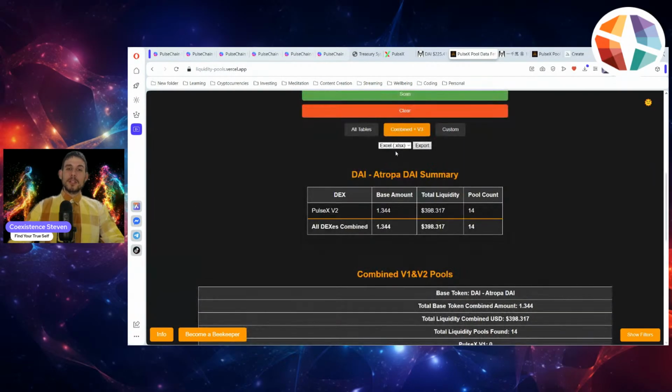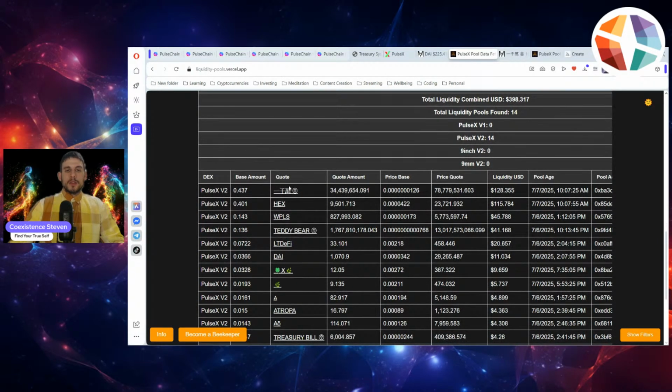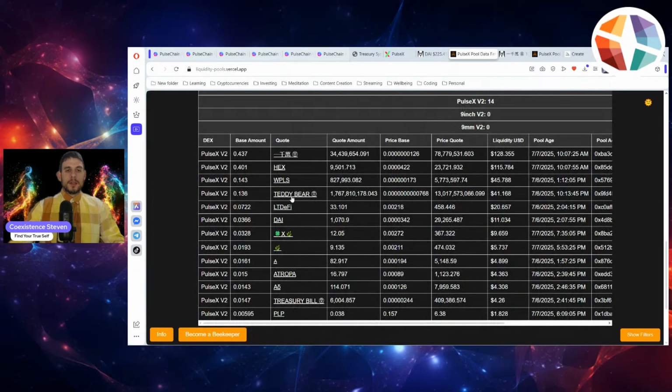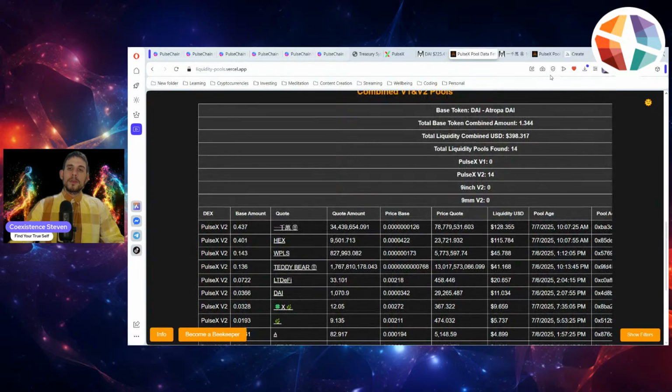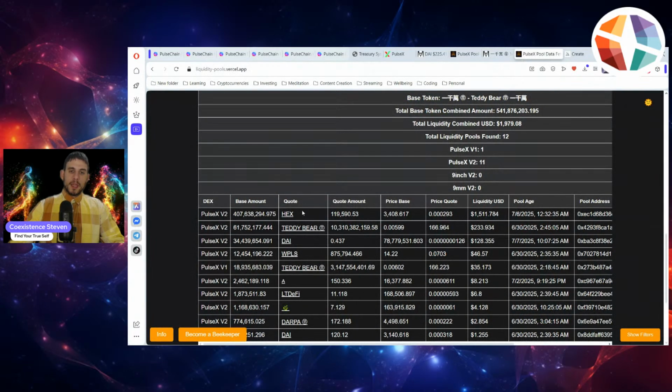But anyway, so this is the Atropa DAI. Small amounts of liquidity, $398. You can see it's got that one there. He's got Hex, Teddy Bear. So they are kind of the Atropa DAI, because what's important to this one here is also the Hex. So Hex is coming into play, and this is the EEB39.